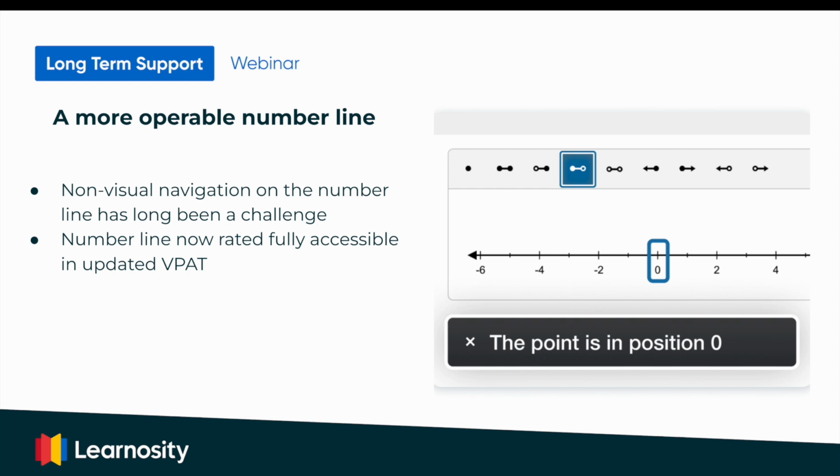Another accessibility enhancement is greater operability for our number line. Navigating the number line with plot question type in a non-visual way has long been an accessibility challenge, but we finally made great improvement. In our new assessment VPAT, the number line with plot question type has been upgraded to accessible.